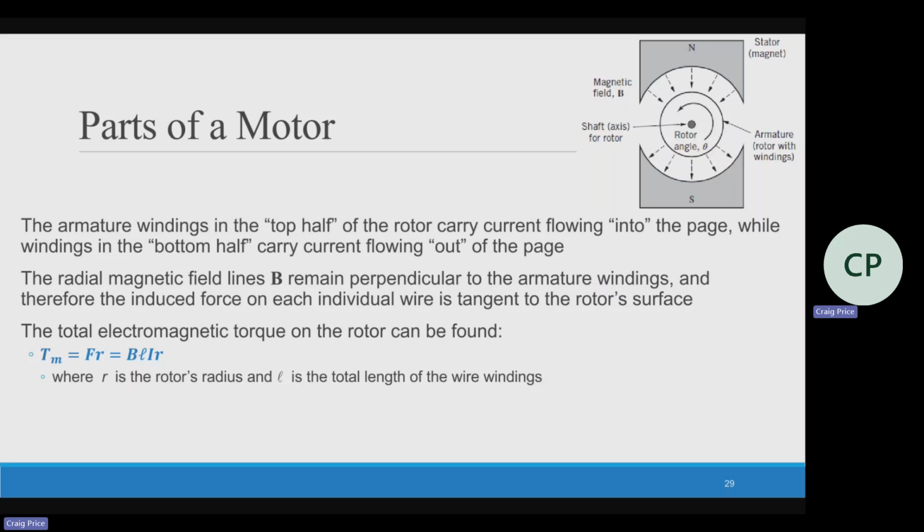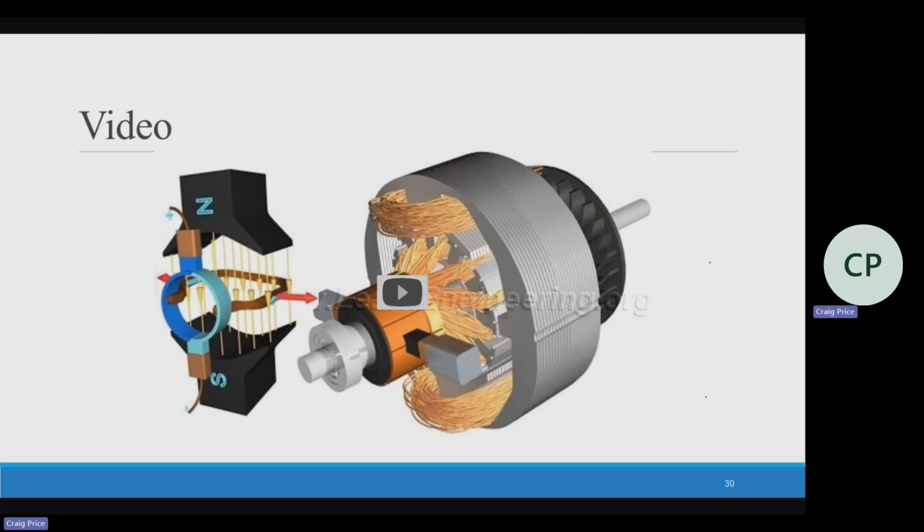Let's see, the torque. If I want to pull the trigger, I want to get some torque. That is equal to B, which is magnetic field, the length of the wire. So the more wire I have, the more torque I'm going to get. Current. So if I can increase my current, I increase my torque. And then the radius. So that's all based on the radius of that rotor. I'm going to show you a video, and then we'll talk about how it pertains to our class.